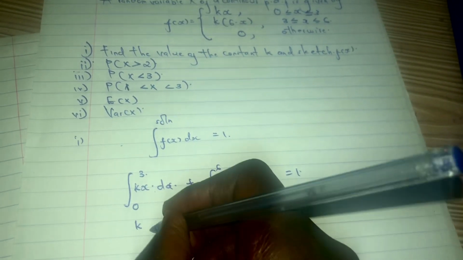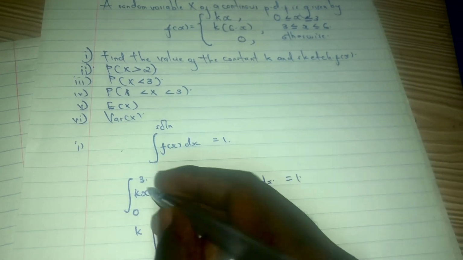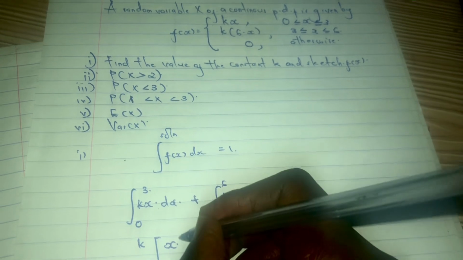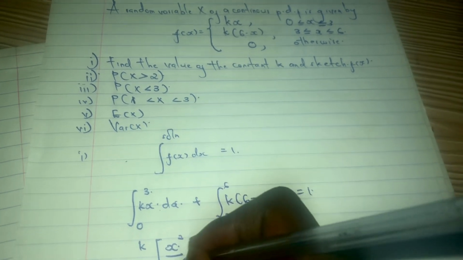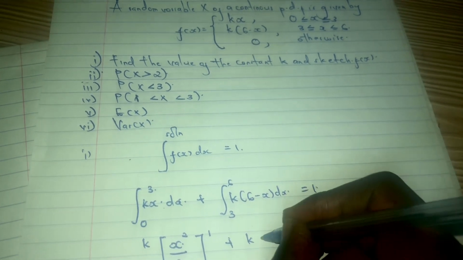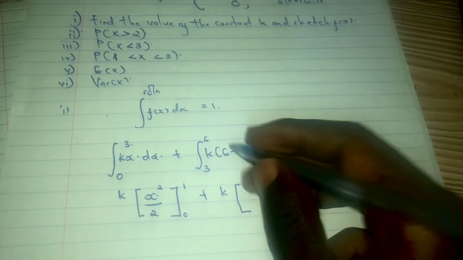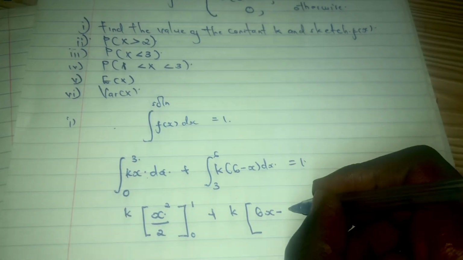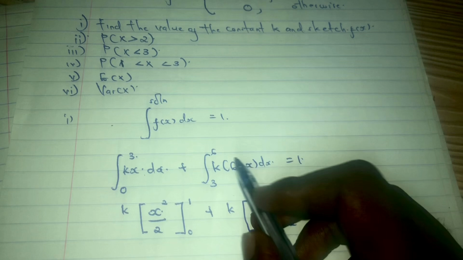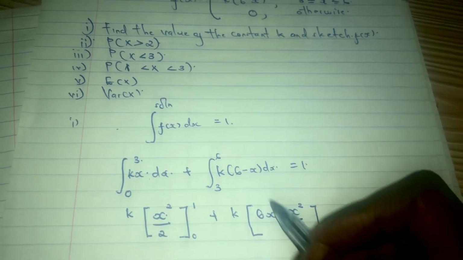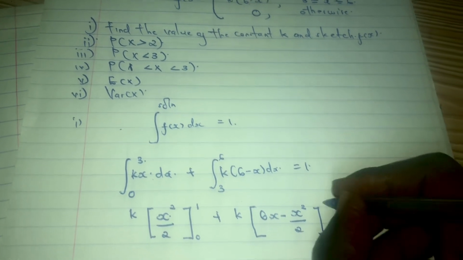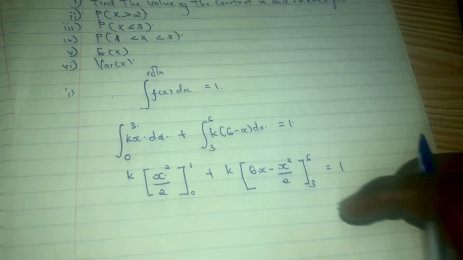So here we shall remain with k, and what do you remain with here if you integrate x? Remember, when you're integrating, you add 1 to the power, so it becomes 2, and divide by the new power. This is from 0 to 3, plus this is k, which is the same here. This will be 6x minus x squared over 2. Because when you integrate a constant, you just add x. And this is from 3 to 6 equals to 1.